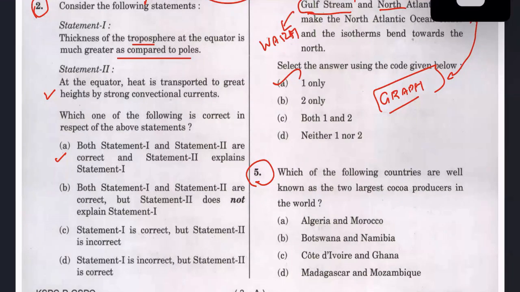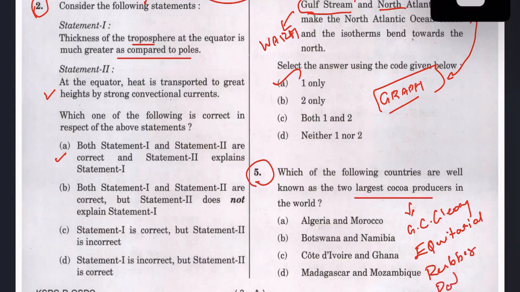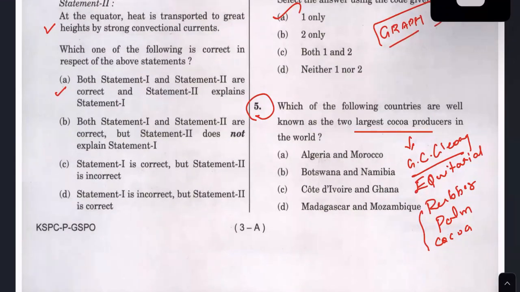This also I'm marking directly, because the 2 largest cocoa producers. Again, go to GC Leong. Again, check the chapter on equatorial forest. You will find this there. They have given rubber, palm plantation, and the cocoa. This is all there in GC Leong. Don't waste your time on any other material. So the answer is actually West Africa. You will have this part which is there, equatorial forest. So you will have this as an answer.